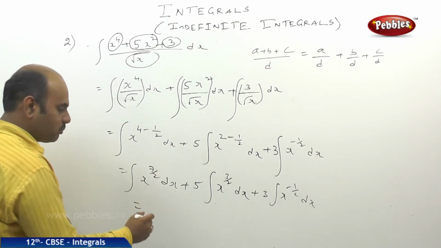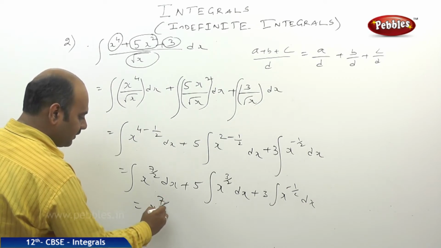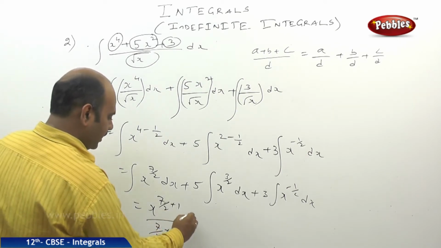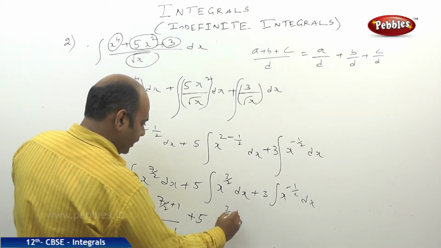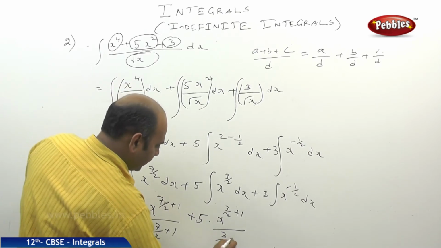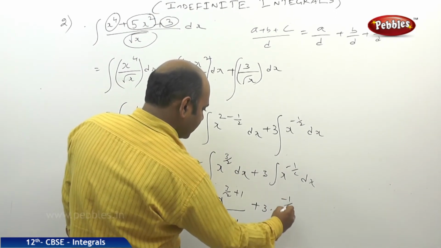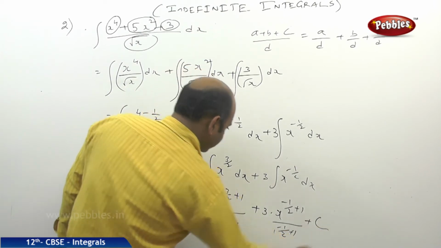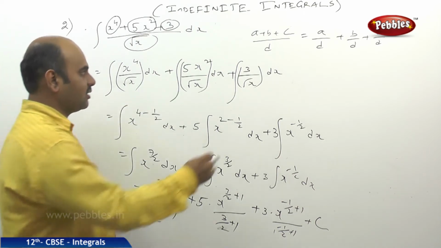Integral of x power n dx means x power n plus 1 by n plus 1. So x power 7 by 2 plus 1 by 7 by 2 plus 1, plus 5 into x power 3 by 2 plus 1 by 3 by 2 plus 1, plus 3 into, here again, x power minus 1 by 2 plus 1 by minus 1 by 2 plus 1, plus c. I think now you can do this particular calculation, and I will write the answer finally.